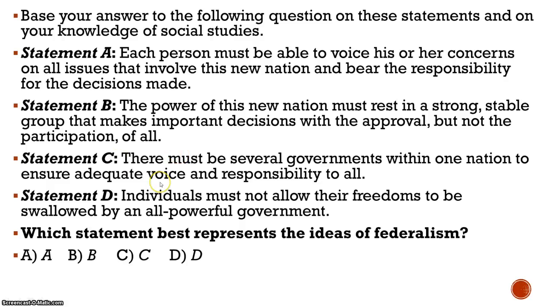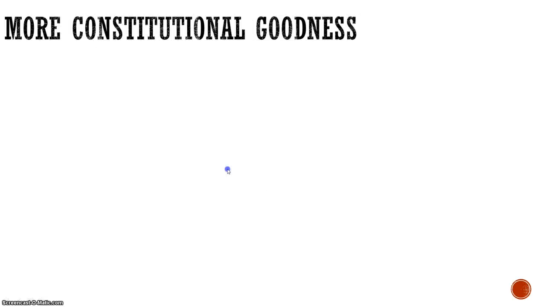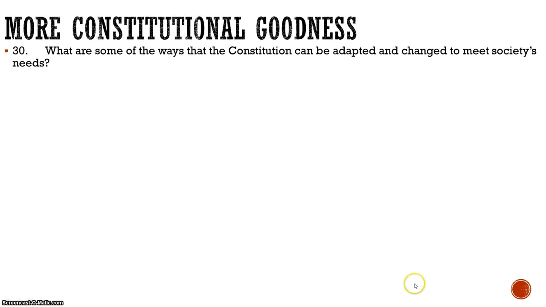The answer is C, that to have the several governments, because remember, federalism is the division of power between the state and national governments. So we're dividing power in that way. This really is freedom of speech. This really is just something totally different, and this is the answer. I like my explanation of that.